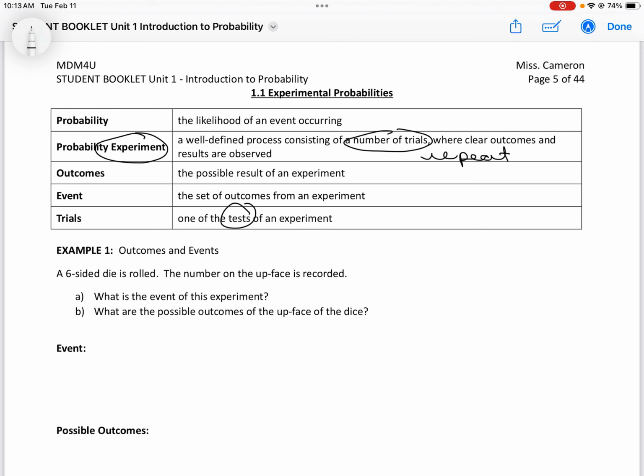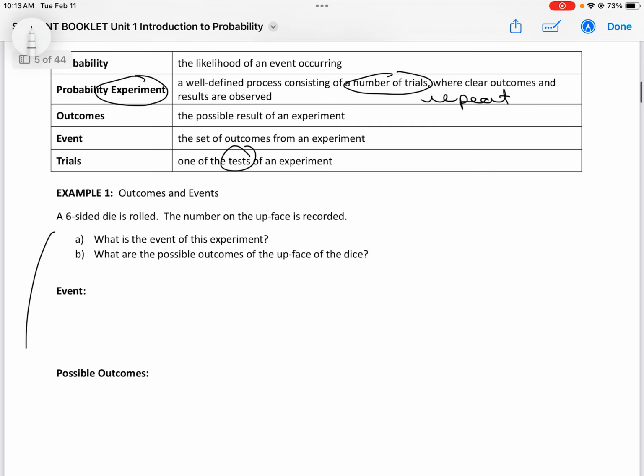So, example 1. A 6-sided die is rolled. The number on the up face is recorded. When we say 6-sided die, we're assuming that the possible outcomes are 1 to 6. Or we can write it with squiggly brackets: 1, 2, 3, 4, 5, 6. If it doesn't actually say, then the assumption can be that they're labeled 1 to 6.